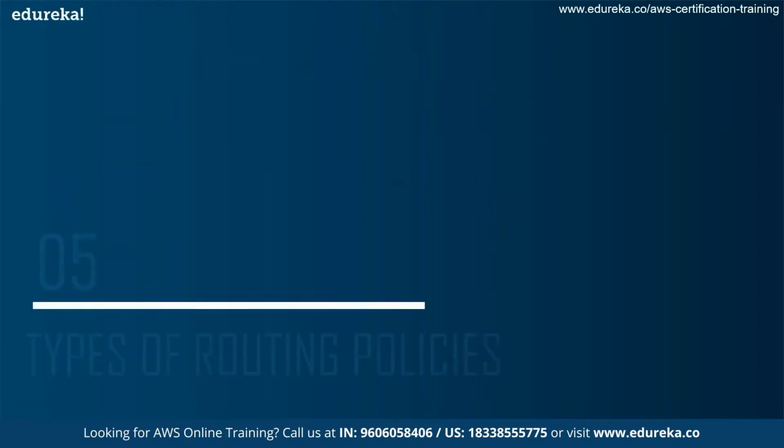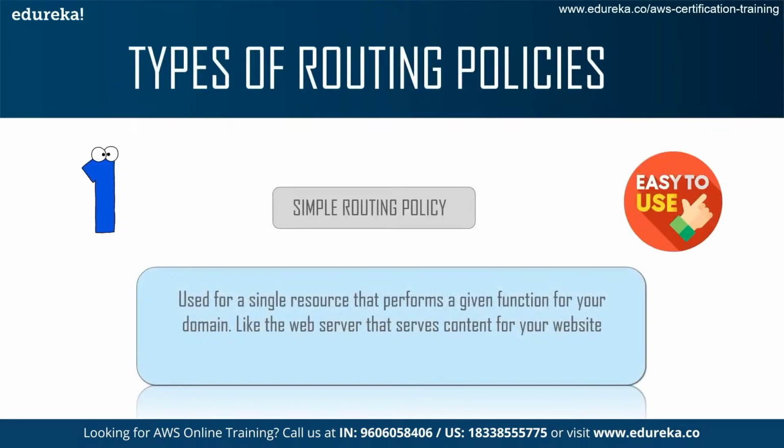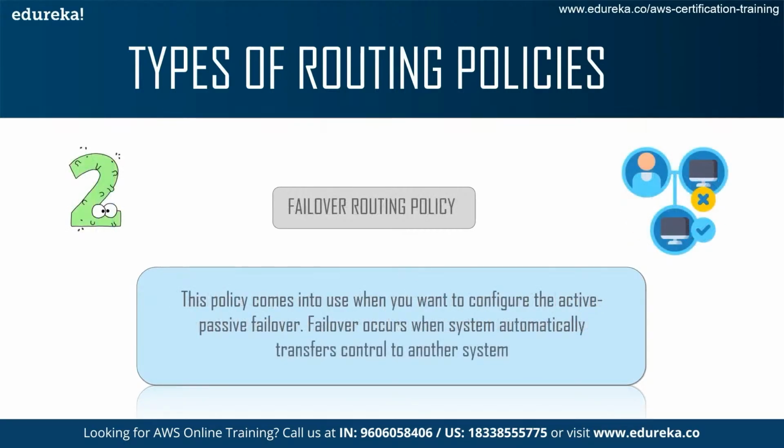Next up, we come to the types of routing policies. So the first routing policy is the simple routing policy, which is used for a single resource that performs a given function for your domain, like the web server that serves content for your website, right? Next up, we have a failover routing policy. Now, this policy comes into use when you want to configure the active passive failover. Failover occurs when your system automatically transfers control to another system, right?